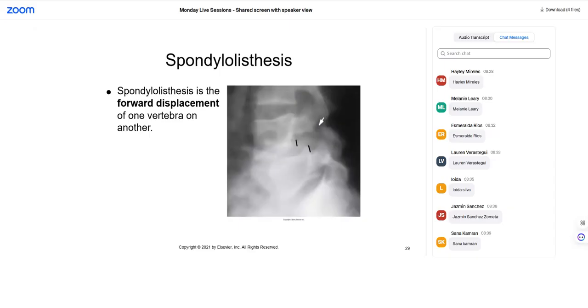And last is spondylolisthesis. Spondylolisthesis is your forward displacement of one vertebra on another. So spondylolisthesis is your forward displacement of the vertebrae.